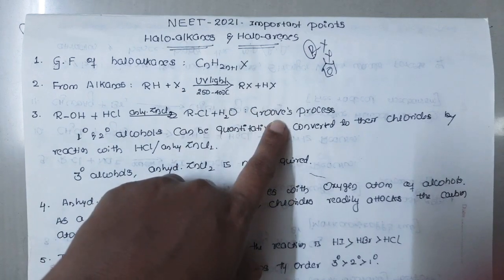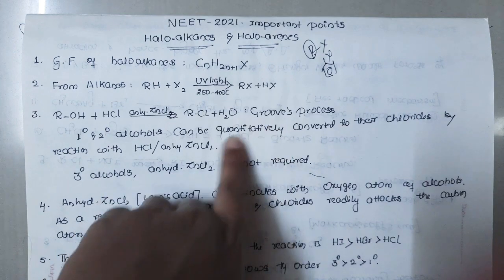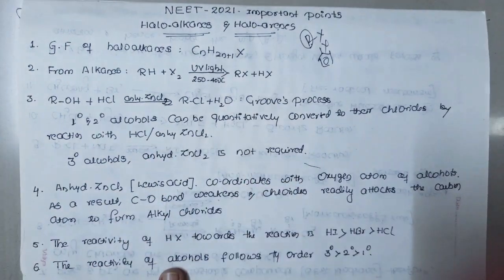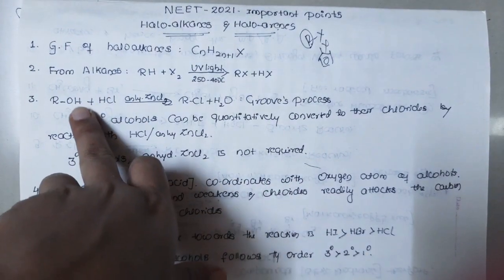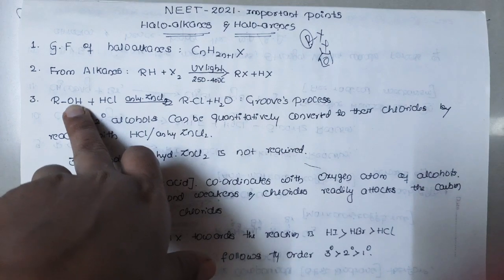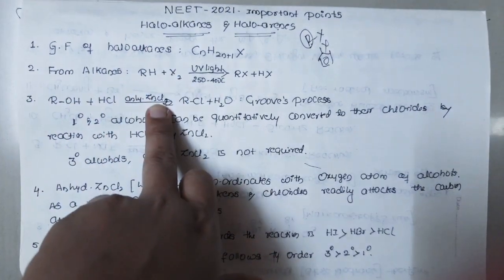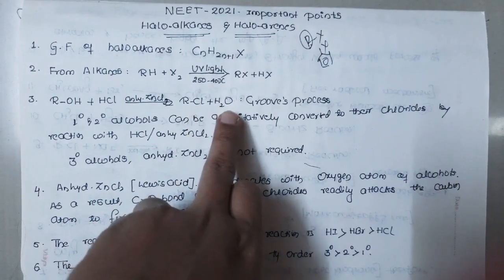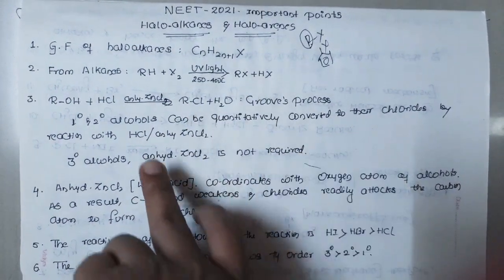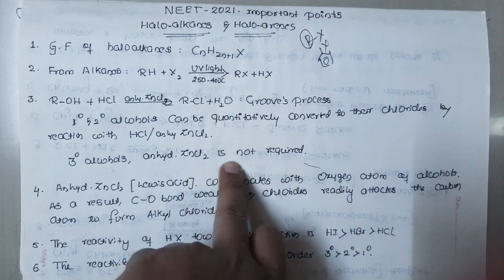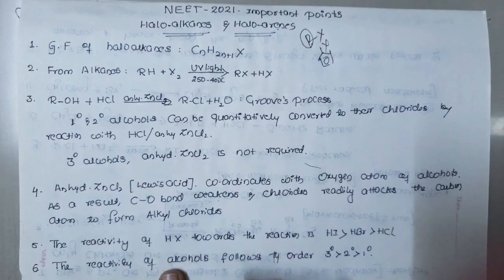That process is known as what, dear students? The Groove process. The name of the process is the Groove process. Very important. Here the primary and secondary alcohols can be quantitatively converted. Means primary alcohol and secondary alcohol can be treated with HCl in the presence of anhydrous zinc chloride, and that gives the respective alkyl chloride. But if we are using a tertiary alcohol, there is no need of anhydrous zinc chloride. That's a point you have to remember.